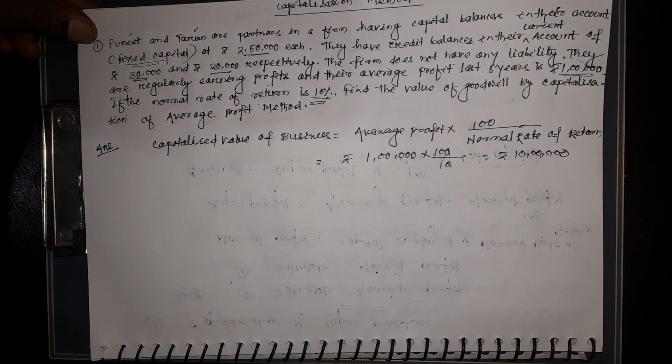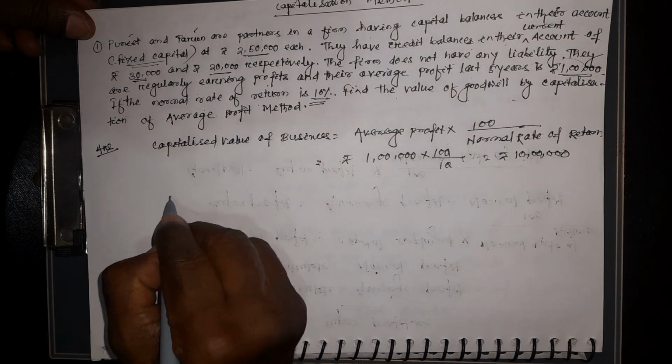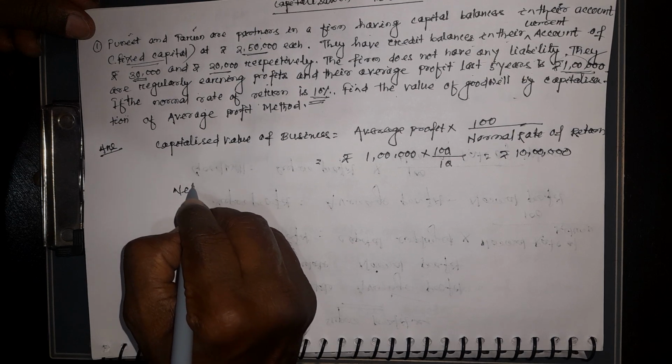In the last video I will explain what are the steps for the calculation of goodwill under the capitalization of average profit method. This is the first step, to find the capitalized value of the business. Second, we have to find the net assets.